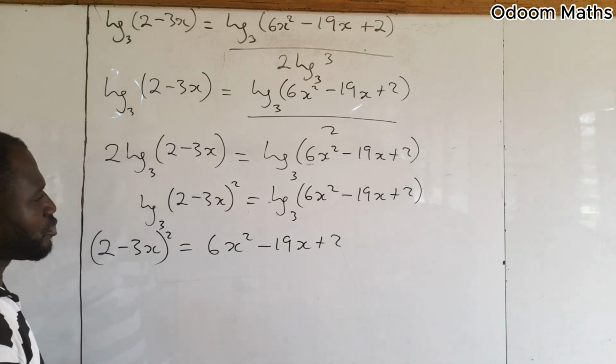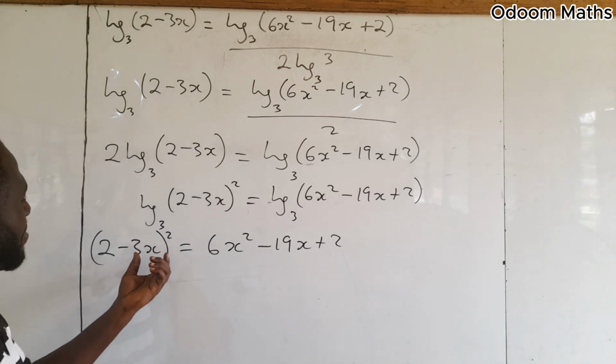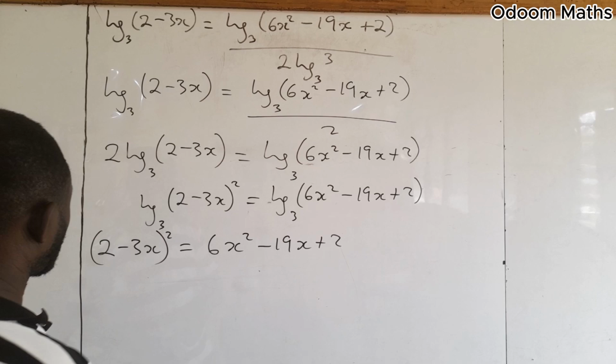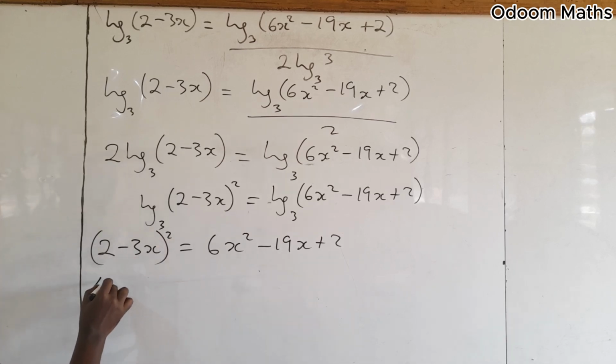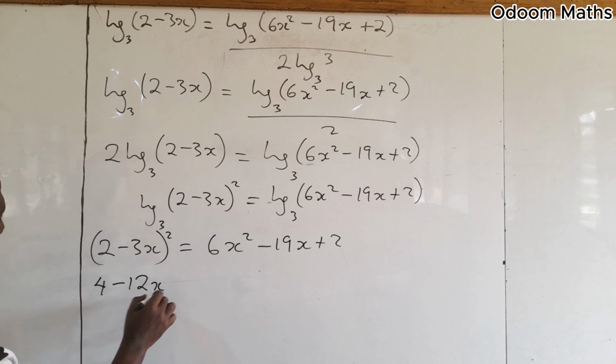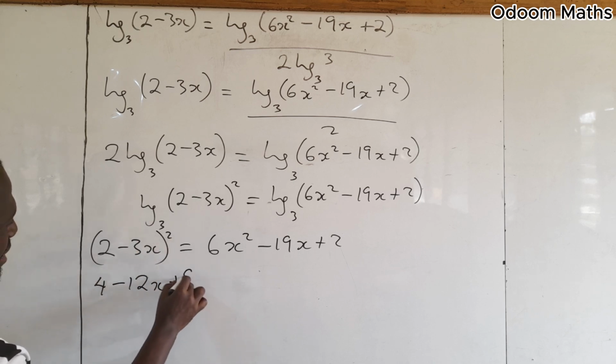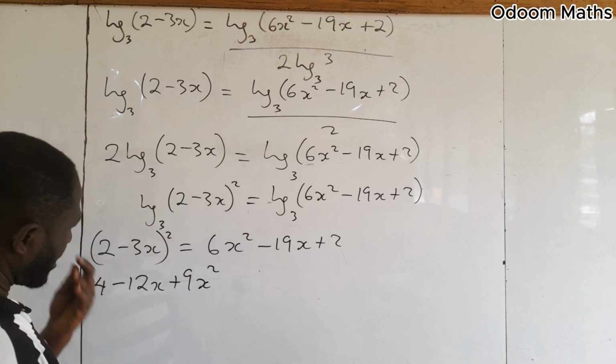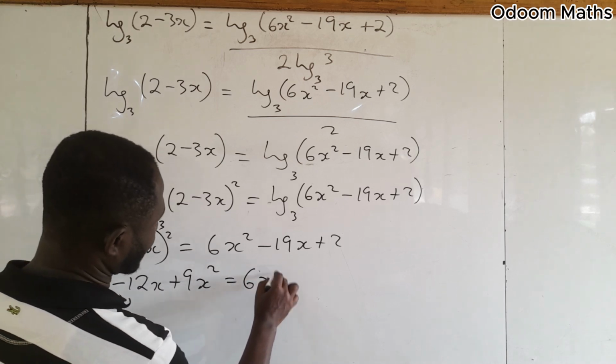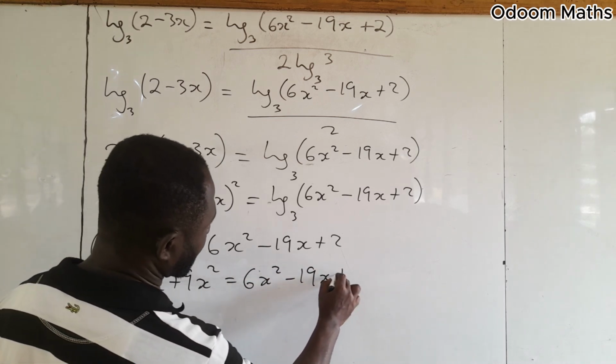Okay, I want to use the binomial theorem to expand this. So this is going to be 4, this 2 squared is 4. Then 2 times 2 times 3, that is 2 times 2, 4 times 3, so minus 12x. Then this will be plus 9x squared. Okay. Then equals 6x squared minus 19x plus 2.